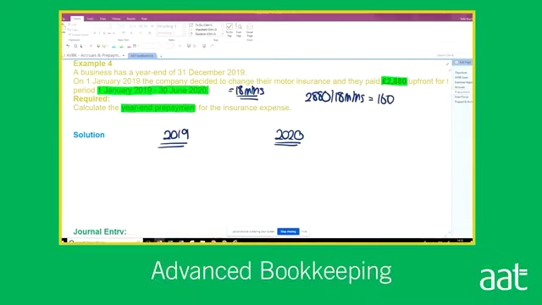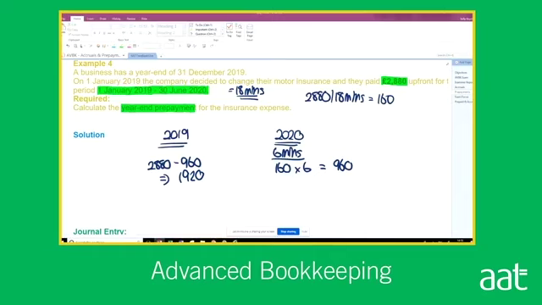Okay, so in terms of how much of that 2,880 relates to next year, all we're doing here is looking at 6 months. So all I'm going to do is take that 160 monthly charge, times it by 6, and that does give me 960, which means the charge for this year, 2019, is 2,880 less than 960, and that gives me a charge of 1,920.